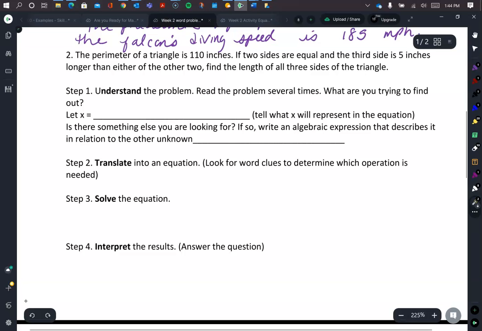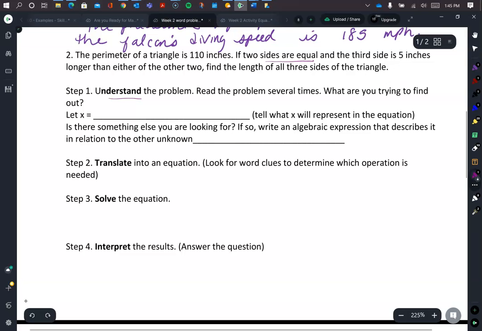Okay, so we'll just draw a little diagram of the triangle. We know all the sides add up to be 110. So this process is understanding the problem. And then there's a relationship amongst the sides though. So 2 of the sides are going to be equal, and then the third side is 5 inches longer. So this is an isosceles triangle.